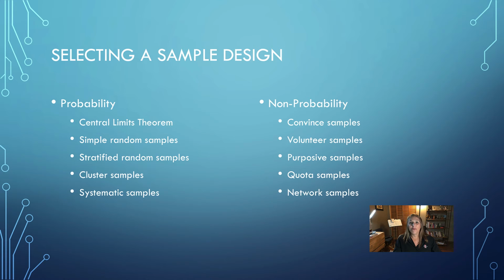And those of you who have participated in SONA, that's essentially a volunteer sample because the sample is not open to the whole population and not everyone uses it, but they give you extra credit for taking the surveys in SONA. That's a volunteer sample. A purposive sample says you have to meet a specific criteria.